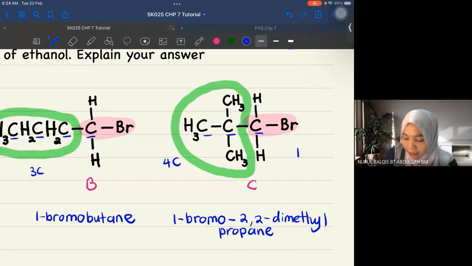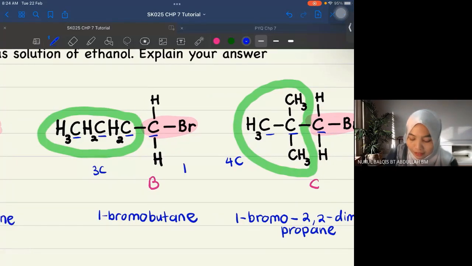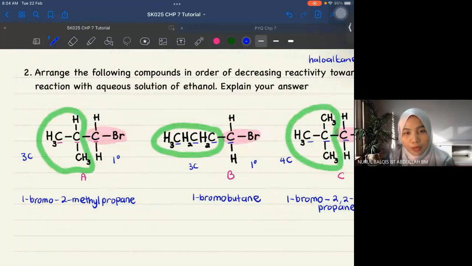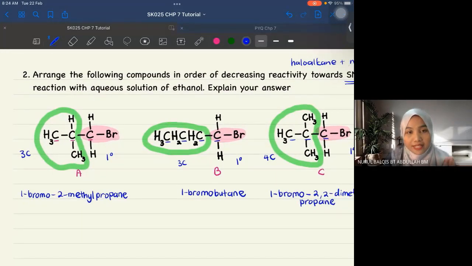Tapi ini adalah primary. Yang ni pun primary, right? Yang ini pun primary. Betul tak? Yes. Semua primary. Okay, bila semua primary, kita kena tengok pula bukan pada size, tapi kita tengok pada dia punya alkyl group tu sama ada straight chain or branch. First kita check yang tu dulu.